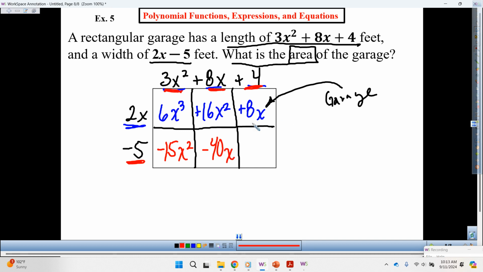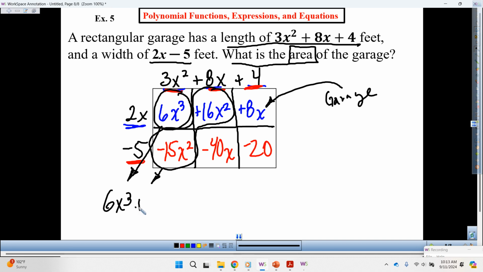Hands, if you got that. All right, and how do we get the area? Well, we combine everything. Is there another x cubed? No, bring that down. 6x cubed. Can we combine these, the x squares? Yes. What is 16 minus 15, everyone? 1x squared. That is correct.